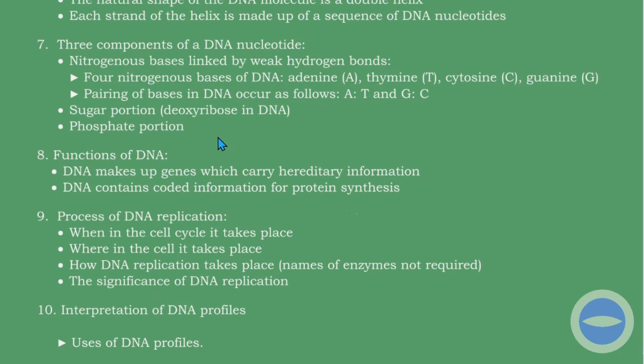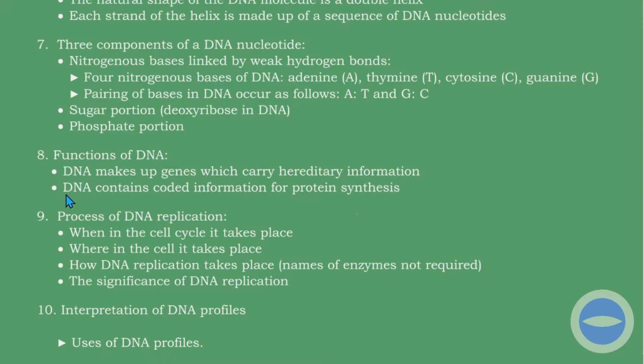And then another thing that the examiner wants us to know is the function of the DNA. The DNA makes up genes which carry hereditary information. Hereditary information is information that is from a parent and passes to their offspring. For example, if my father has blue eyes and I have blue eyes, this information is passed through the DNA in the form of genes. So this is a function of DNA.